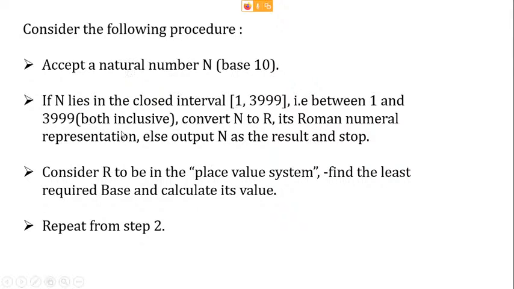Okay, we can go ahead further. Consider R to be in the place value system. Find the least required base and calculate its value. So now let us understand first two statements, then we can go ahead with the further statement.